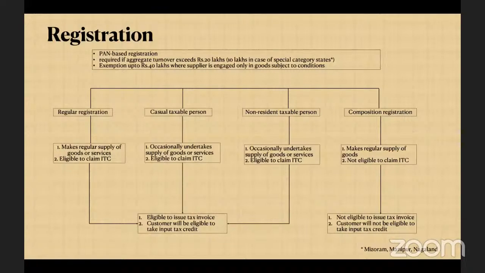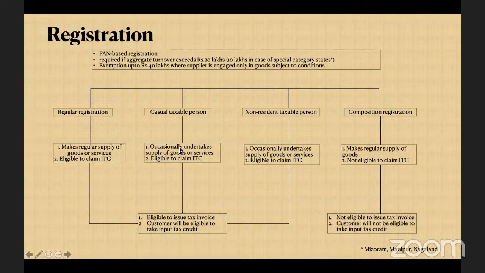Now GST law provides 4 types of registrations. First one is regular registration. Second one is casual taxable person registration. Third one is non-resident taxable person. Fourth one is composition registration. Now let us understand each of these registrations in detail, one by one. Regular registration: whenever you apply for any registration, by default it will be a regular registration only. Once you cross the limit of 20 lakhs, you will get regular registration and you will be eligible to make supply of goods and services, and to issue a tax invoice to your customer.